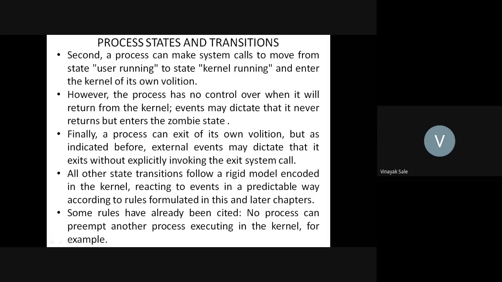Second, the process can make system calls to move from the user running state to the kernel running state. So a process can make a system call. Due to an interrupt or system call, the process moves from user mode to the kernel mode, entering the kernel on its own volition. However, the process has no control over when it returns from the kernel.